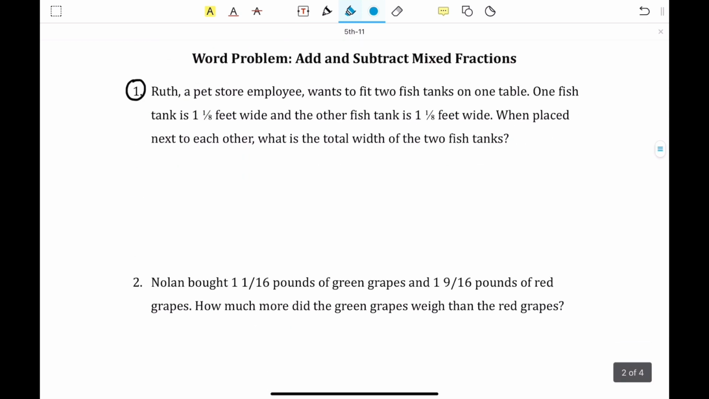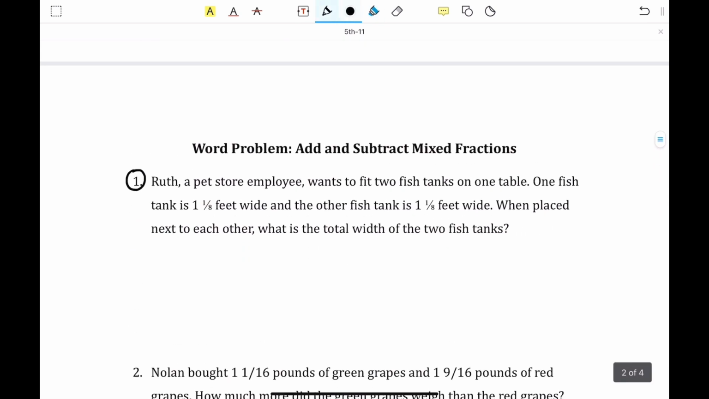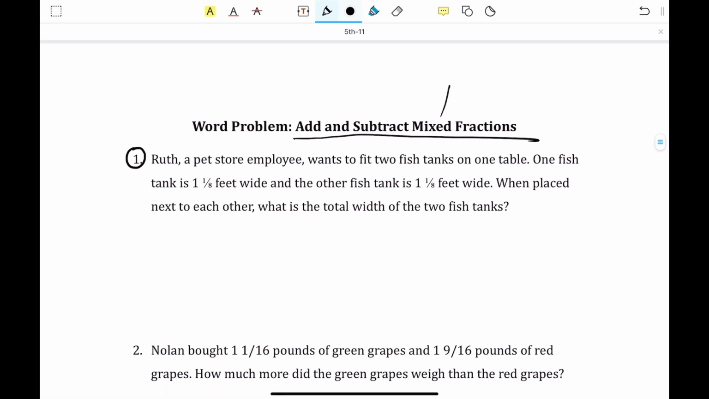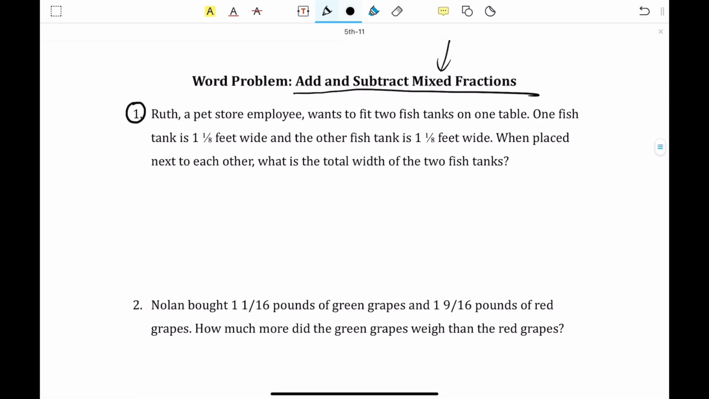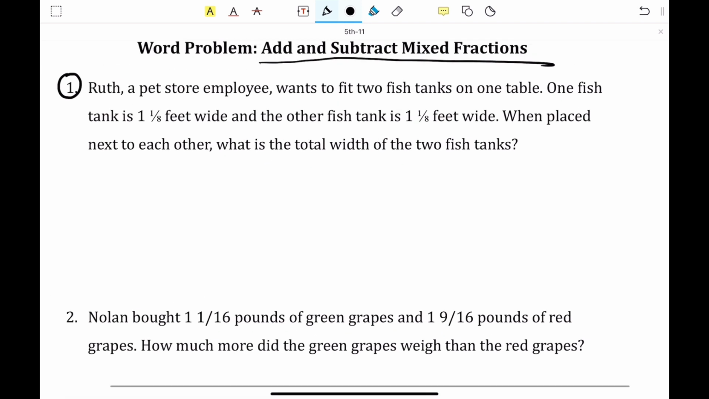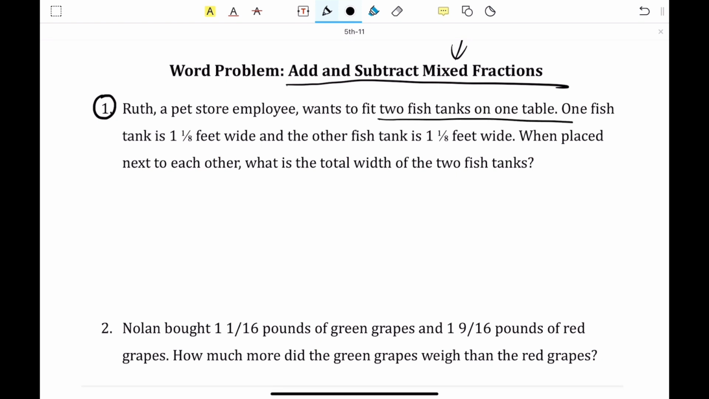Simple. And then the second word problems is how to add and subtract mixed fractions. So this time we're dealing with mixed fractions. The first one says Ruth, a pet store employee, wants to fit 2 fish tanks on one table. One fish tank is 1 1/8 feet wide and the other is 1 1/8 feet wide. So they're the same length. When placed next to each other, what is the total width of the 2 fish tanks?